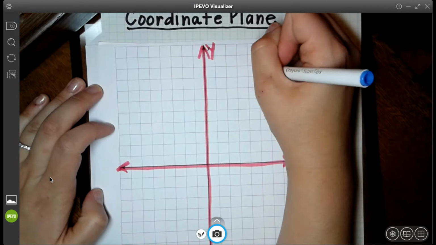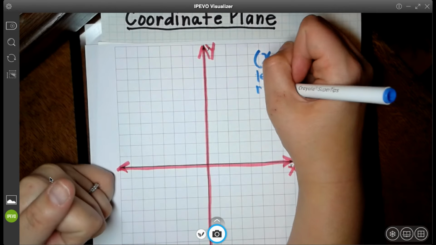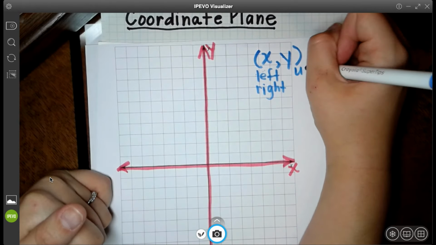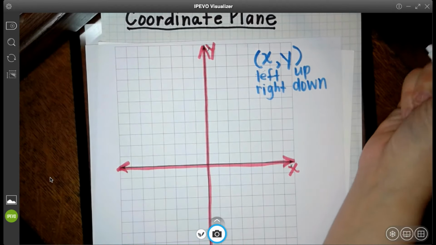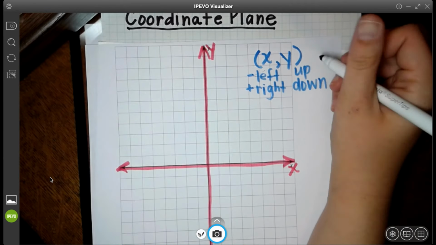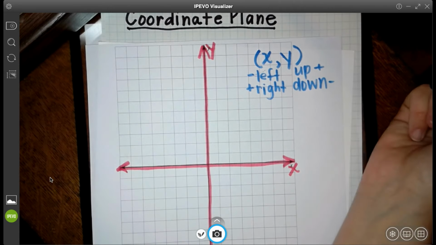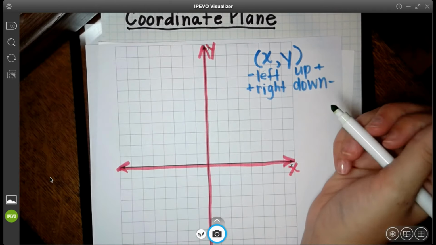I'll actually write that here. Sometimes it might be helpful to say it this way when you start plotting points. Left, right, up, down. It's always in that order. Okay, so of course left is going to be negative and right will be positive, up will be positive, and down will be negative. We can also describe the location of a point.